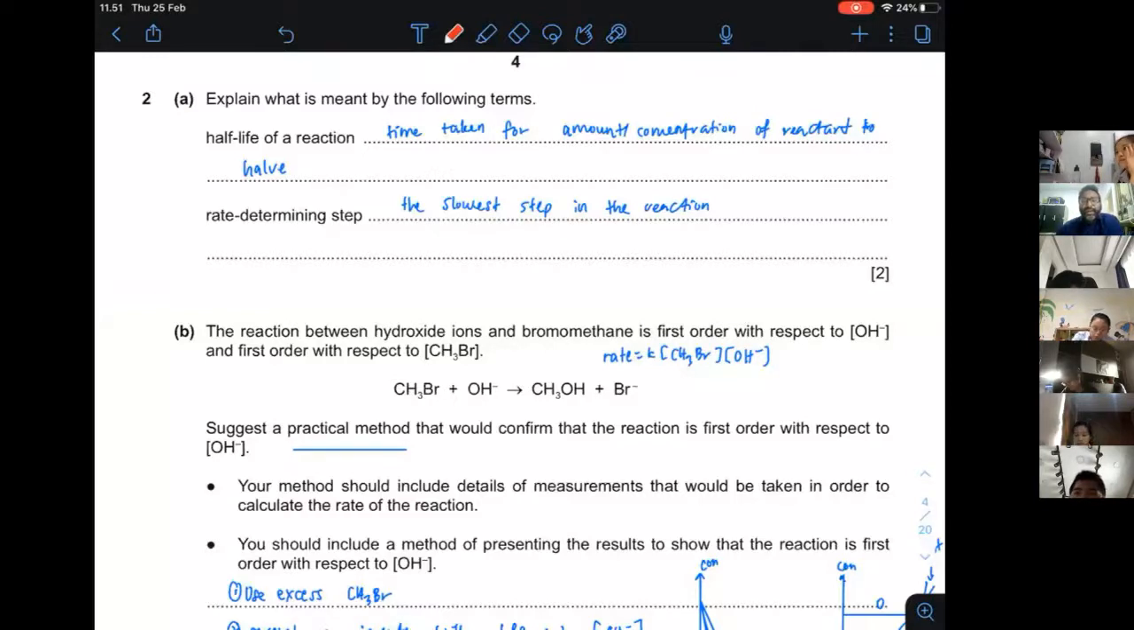Time taken for the amount or the concentration of the reactant to become half of its original value.